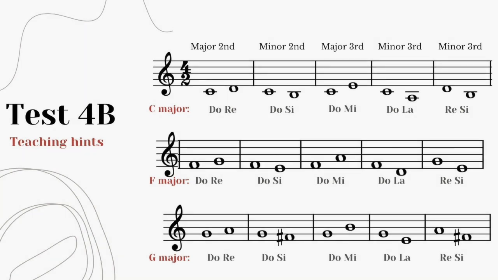So you should get used to the major second, minor second, and major third and minor third interval. So for example, in C major, the major second would be do, re, and the minor second, do, si. Note that the minor interval is more narrow and closer. And for the major interval, do, mi, and minor third interval, do, la, and re, si. You can sing this in the 3 different keys, which is C major, F major, and G major.